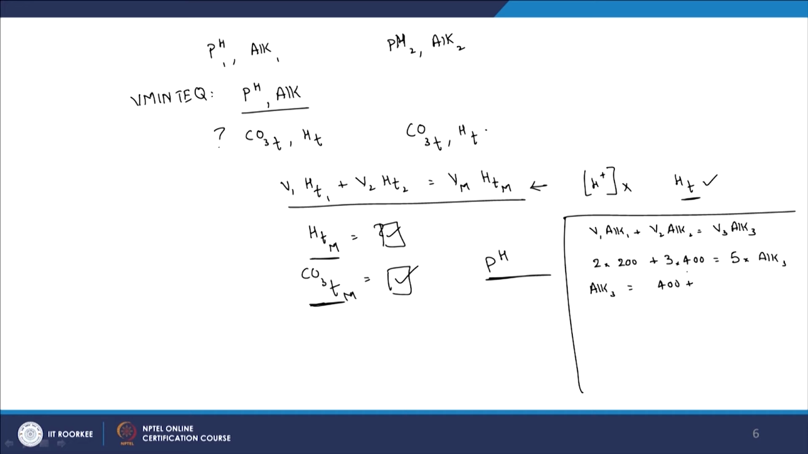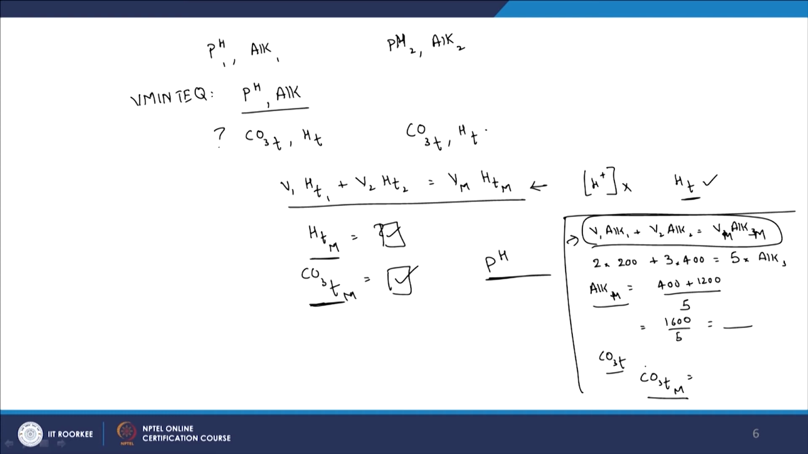400 plus 3 into 400, 1200, by 5, and anyway that is going to be equal to 1600 by 5, and you can end up calculating that particular value, I guess, yes. And similarly applying the same particular balance on CO3 total, I will end up calculating CO3 total of the mixture. Let me write it down as mixture, okay. CO3 total of the mixture in the same particular equation, applying a similar equation, I guess, and I have alkalinity of the mixture and CO3 total of the mixture now.